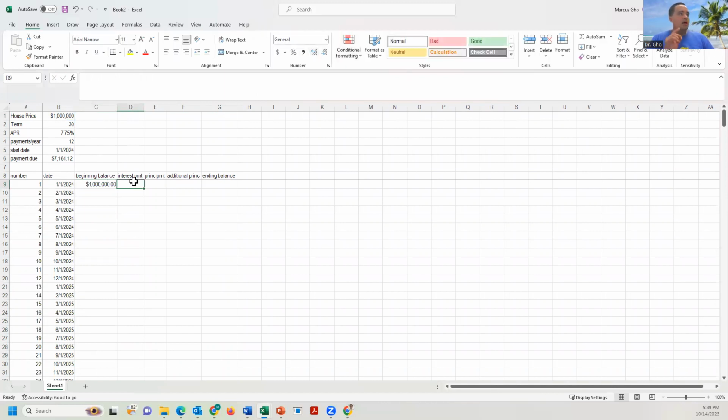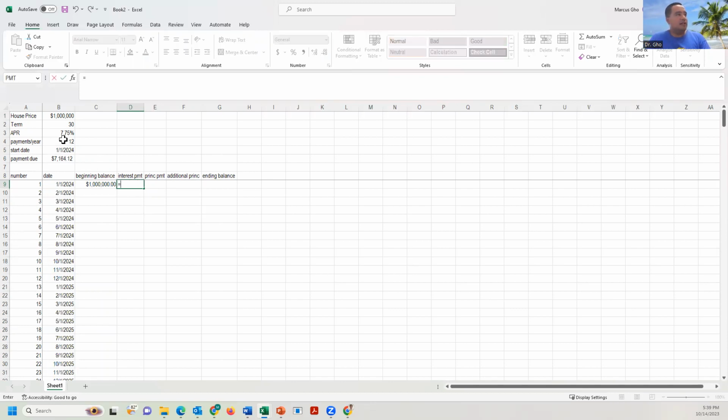Okay. Our interest payment, when you borrow money from the bank, the first part of your payment always goes to the bank. When you make that $7,164.12 payment, the bank gets paid first. Let's calculate what that is.